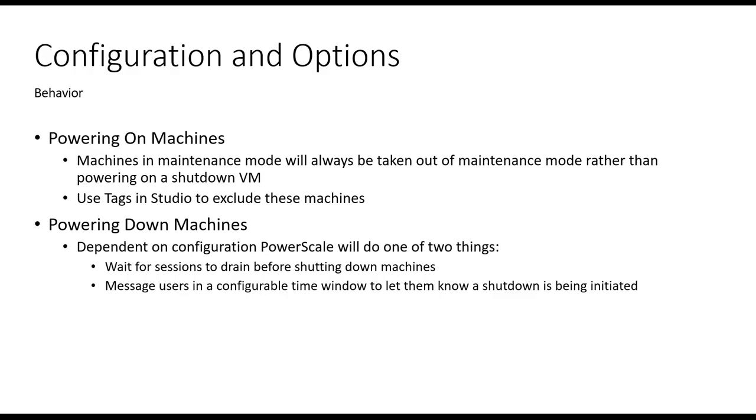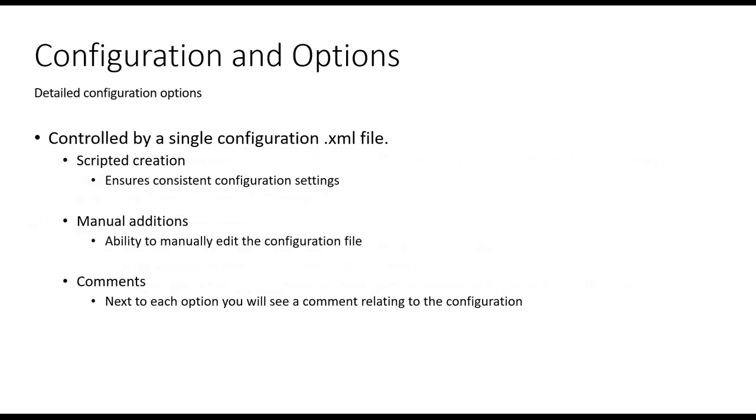Powering down machines, depending on the configuration you set, it will either wait for the machines to be empty, or it will tell all the users via configured message that the server is going to be shut down and it's logging them off. All right, so you get first message, interval, second message, interval, shutdown. So it's controlled by that single config.xml file. So it's not too complicated. You haven't got to run off in different places. You can manually edit it, and there's comments in the config file so that you can actually see what the options mean.